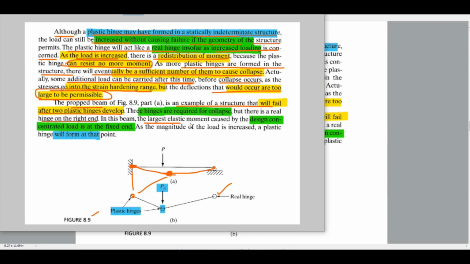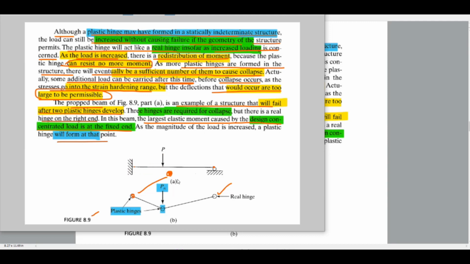In this beam, the largest elastic moment caused by the design concentrated load is at the fixed end. So the largest moment will happen here only. As the magnitude of the load is increased, the plastic hinge will form at this point.